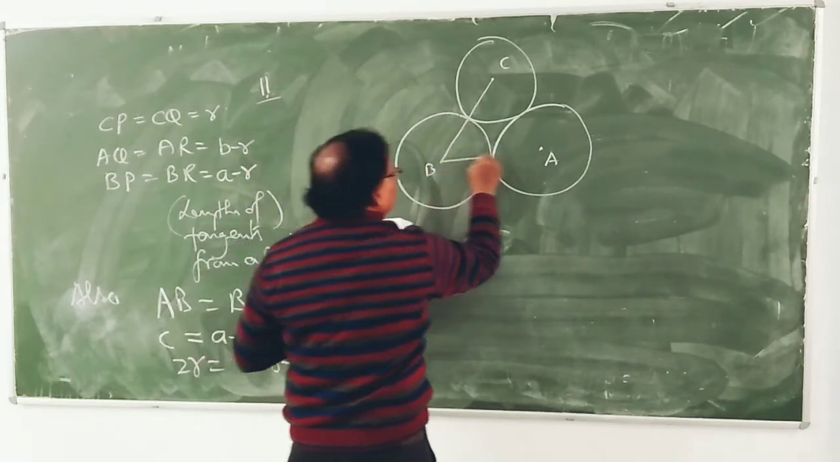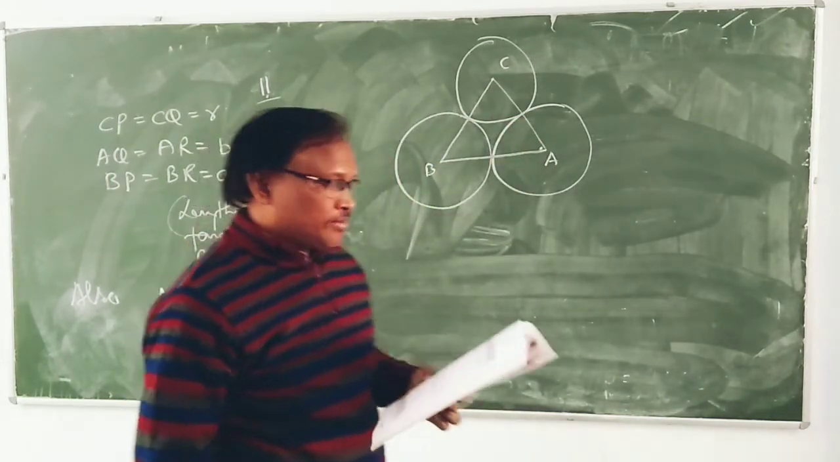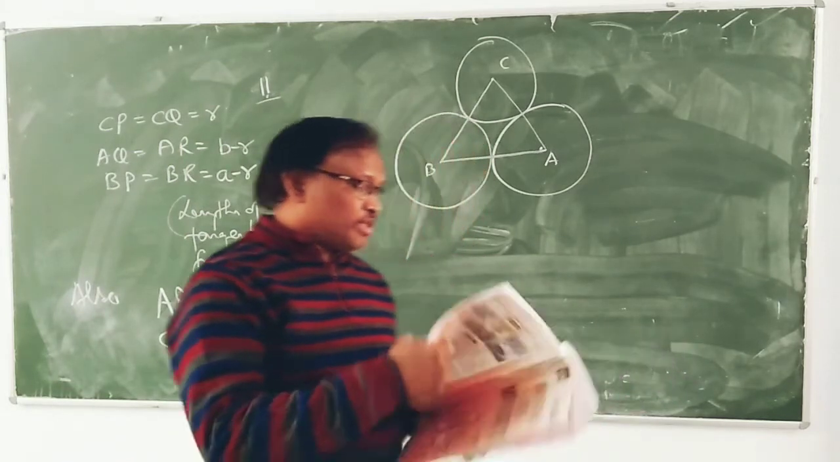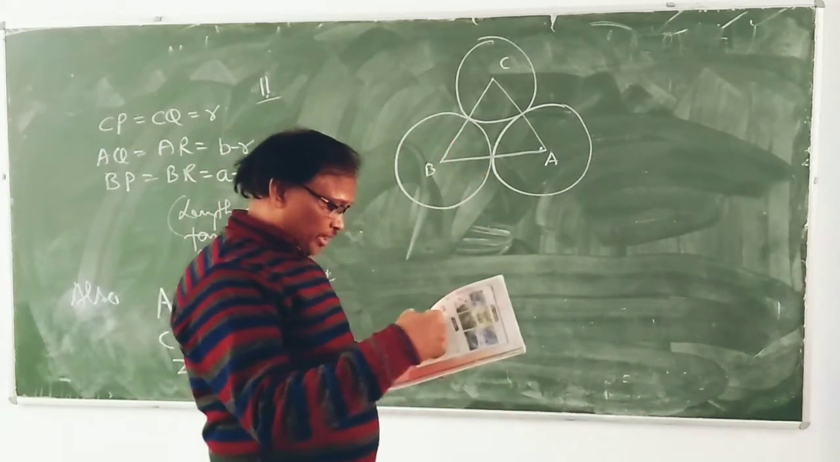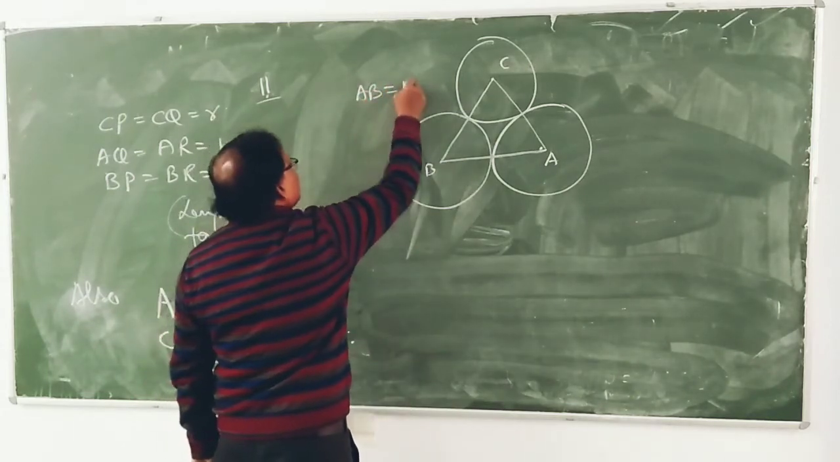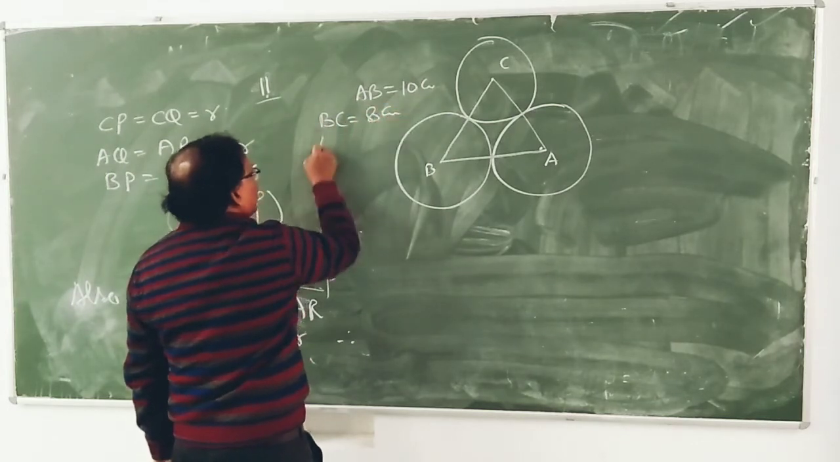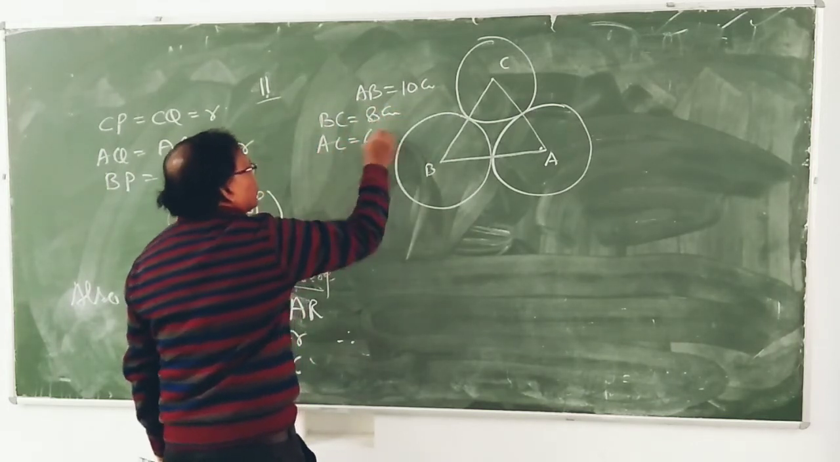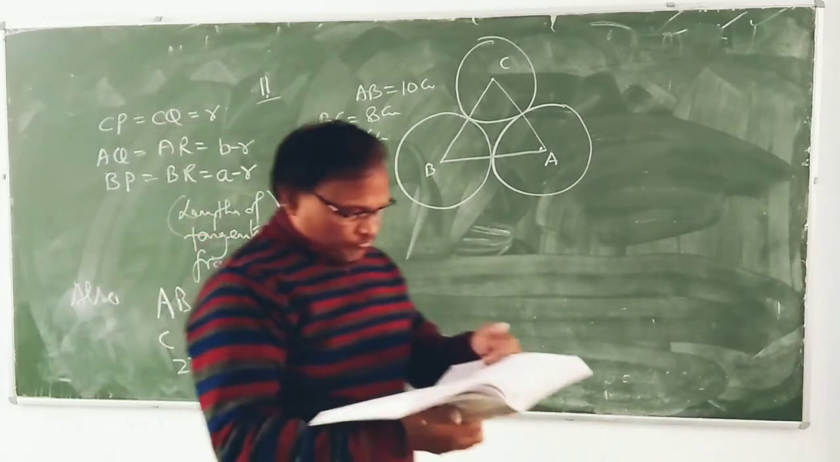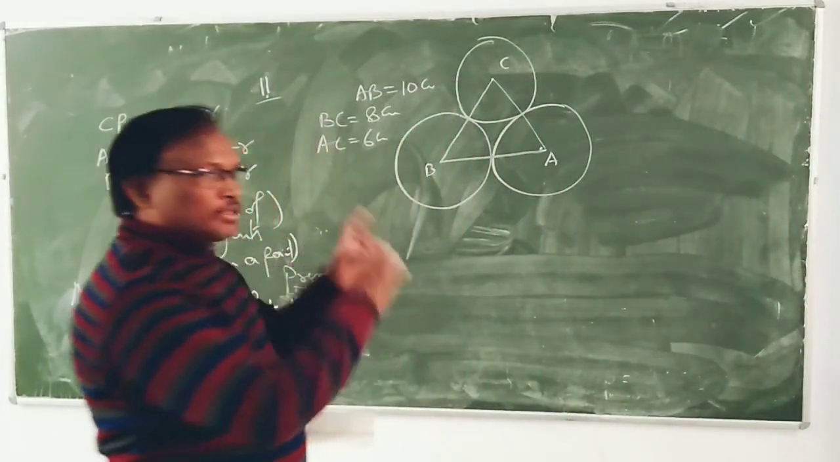Join these centers. Here it is given it makes a triangle. Also given that AB is equal to 10, BC 8, and AC 6 centimeters. Find the radii of all the circles. सारे circles के radius निकालो.